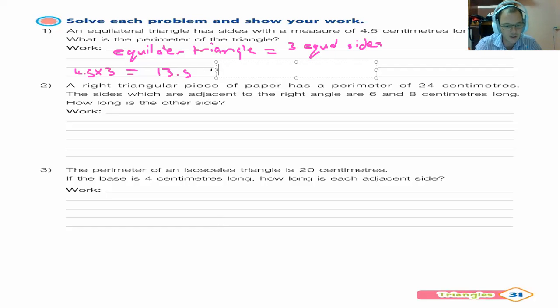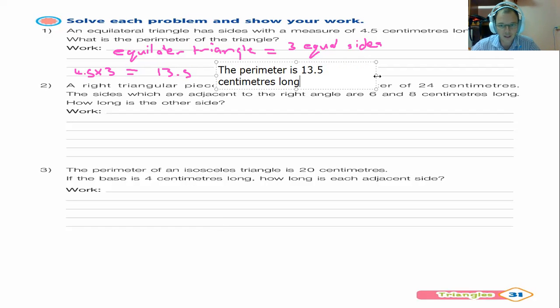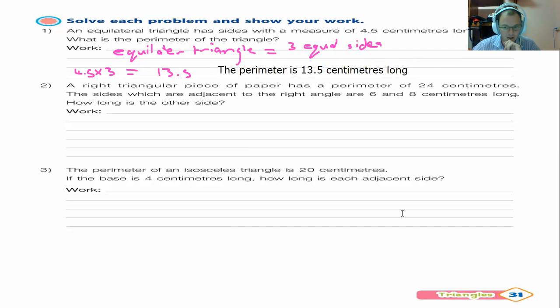So the answer is the perimeter is 13.5 centimeters long. The perimeter is 13.5 centimeters long. This is our answer. Answer is in black, workings in pink.